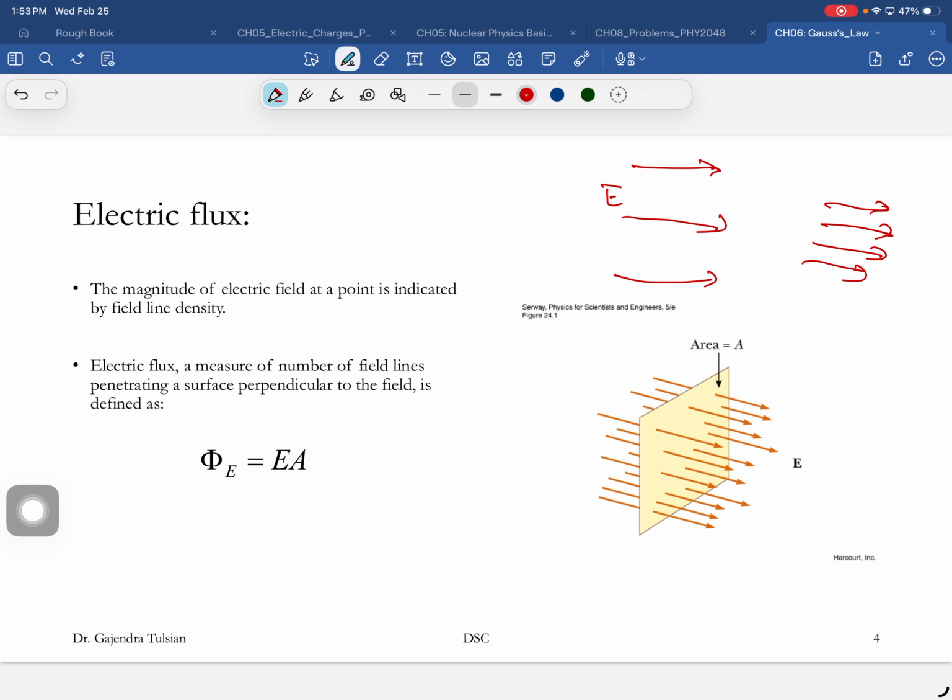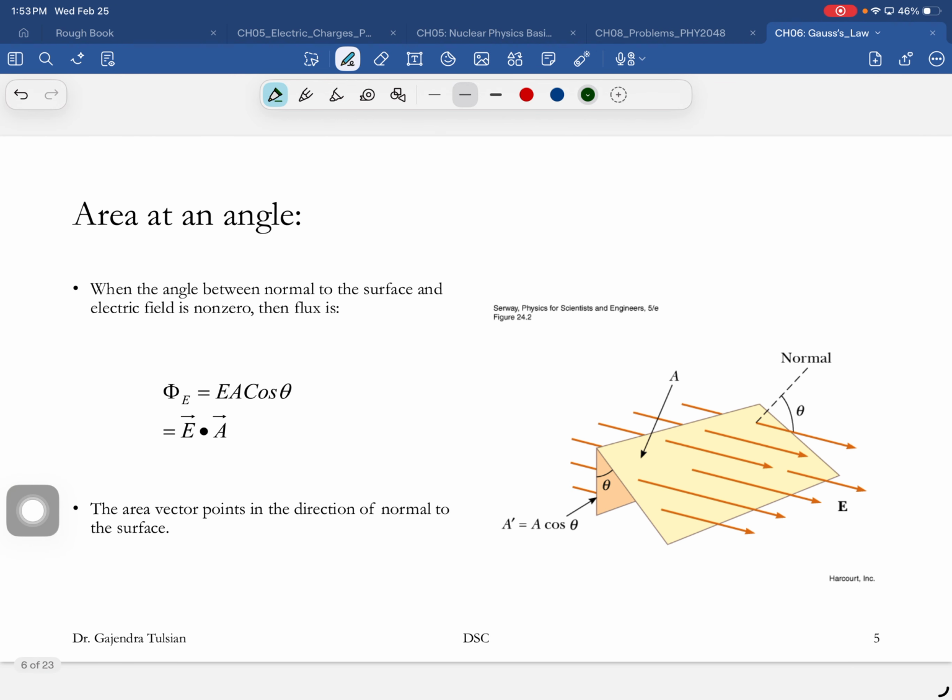All right. What if the area was like this? How many lines are penetrating this area? Zero. Okay. So again, we'll define an area vector, just like in the previous case. And so the electric flux will be E dot area. So for this area, there's the area vector, and what is relevant is this component of the area. So A cosine theta.